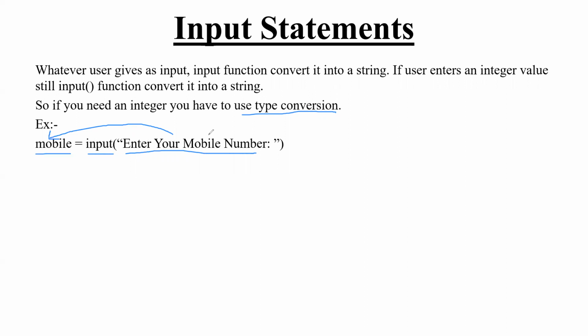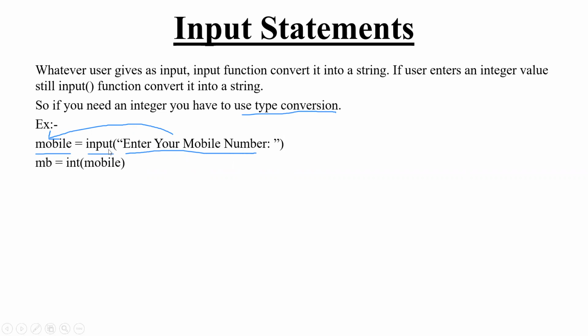Next we'll see the same thing again. You can see mobile number is a variable. I already told you, what is the use of a variable? You can store the data in that particular memory location. That memory location has an address, and from that you can retrieve the data.